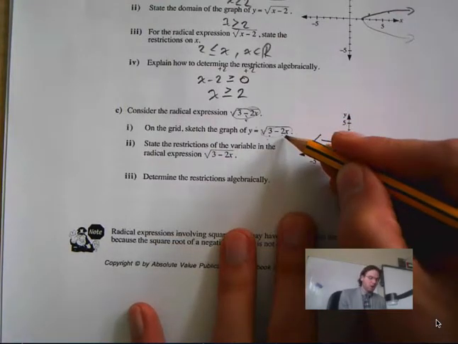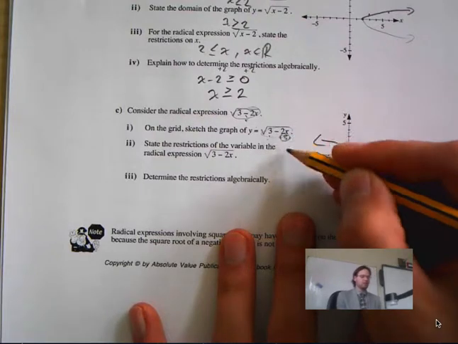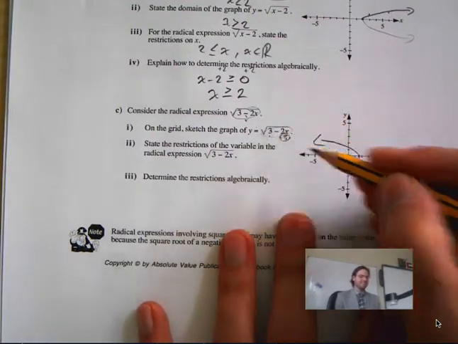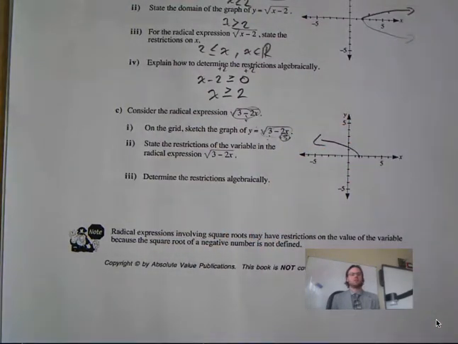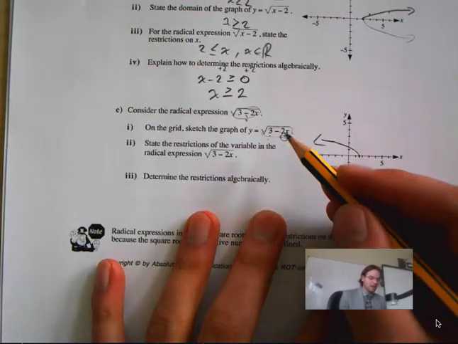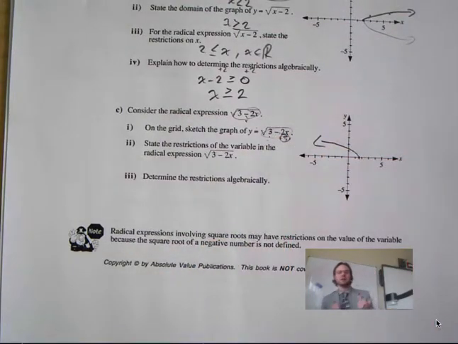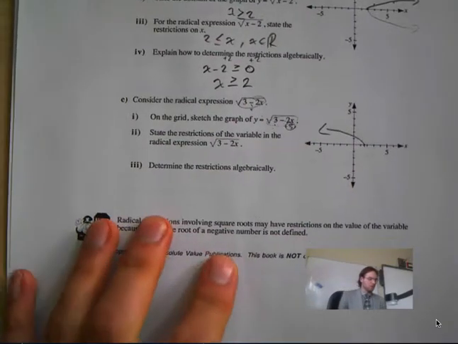If I put in a positive number, if I said x was 5, then 4x... that's 3 minus 10. Uh-oh. 3 minus 10 is negative 7. Can't do that. If I said 3 plus 10, so if I said x was positive 5, that's square root of 13. I could do that.